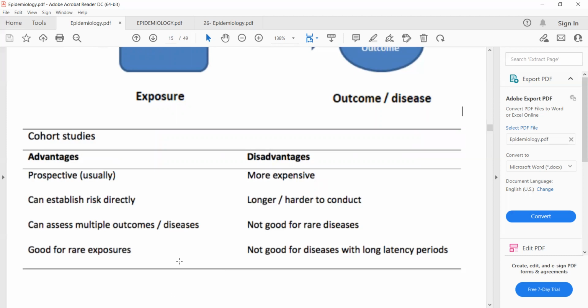It is good for rare exposures, because we are starting with the exposure and we are selecting a group of people with a certain exposure, such as people who have an exposure to asbestos, or people who are working in a shipyard industry. Disadvantages are that it is more expensive, because to follow a certain group of people for 20 to 30 years is an expensive thing. It is longer and harder to conduct, and it is not good for rare diseases, and not good for diseases with long latency periods.